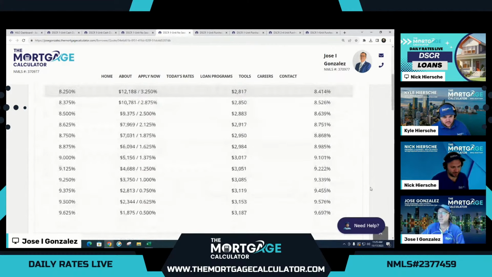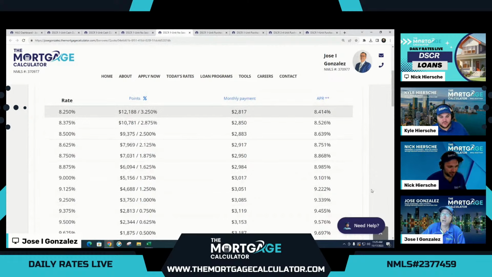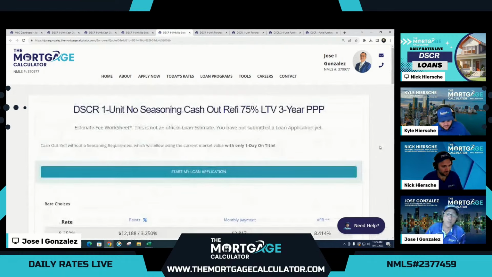And look at those rates, 9.625, only costing half a point. You can buy that down all the way to 8.25 with 3.25 points. That's a very amazing rate for no seasoning. This is one of the best options out there. This is the one that the fix and flippers love, because this is the perfect loan to bring them quickly out of that fix and flip loan without having to wait for 6 months seasoning or 12 months seasoning, which tends to be the norm in a lot of the options out there for DSCR.